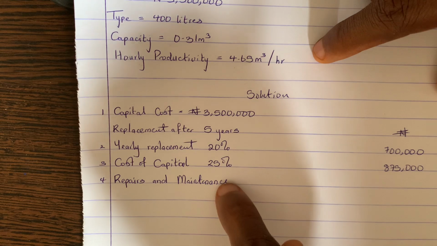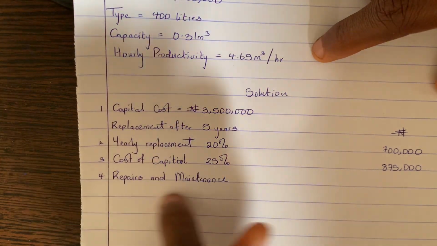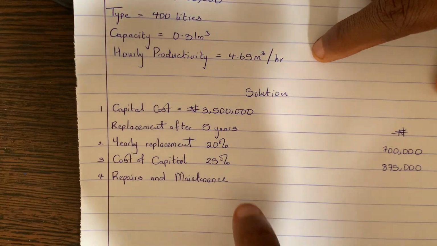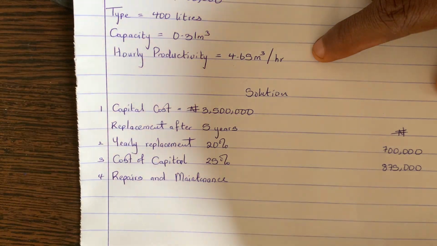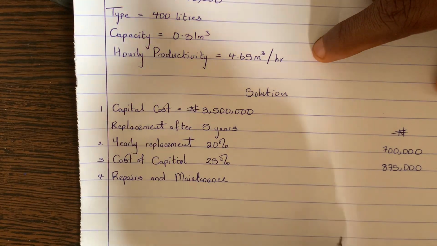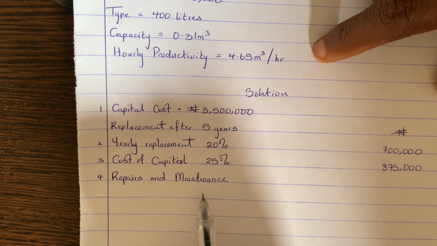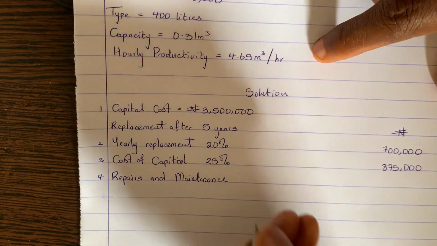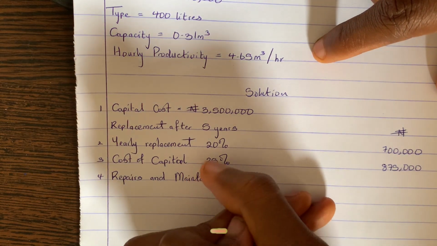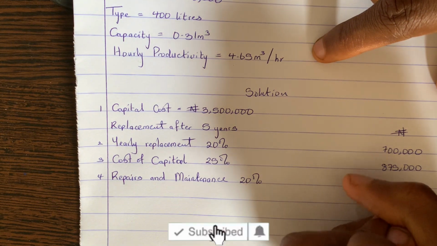So this would be, we're allowing for repairs and maintenance because, you know, as time goes on, this machine can get faulty. So we have to be allowing a certain amount for what? The repair and what? The maintenance. So we're going to be allowing 20%, which is 700,000.